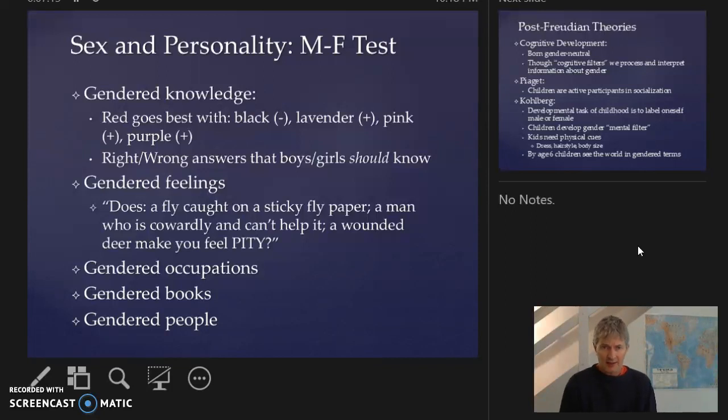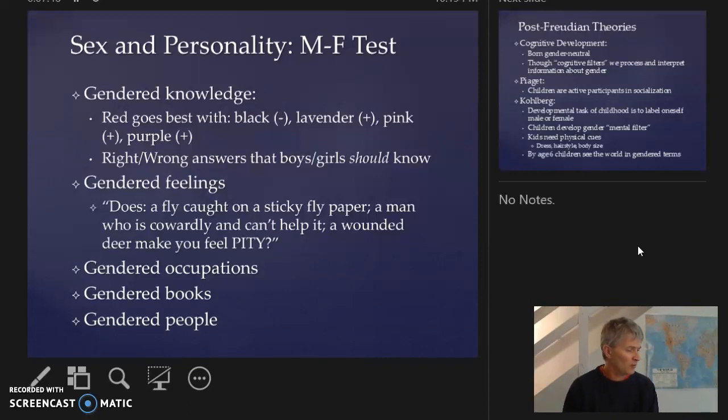Ideas like gendered feelings. One of the questions: does a fly caught on a sticky fly paper, a man who is cowardly and can't help it, and a wounded deer make you feel pity? Once again, this category was designed to elicit certain responses from males and certain responses from females.